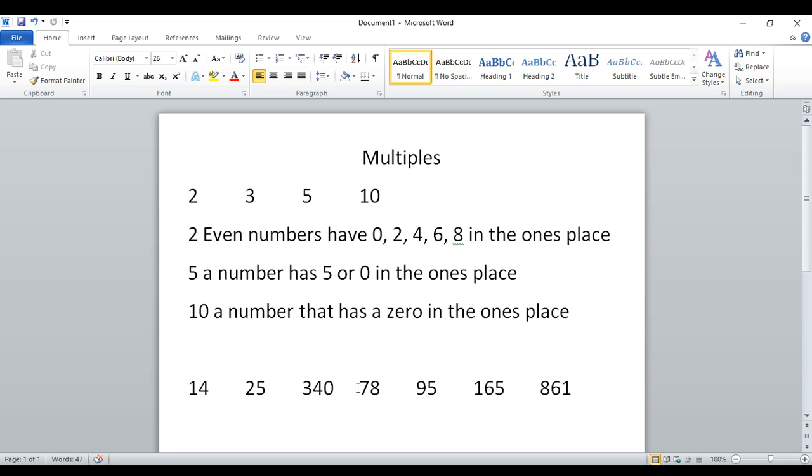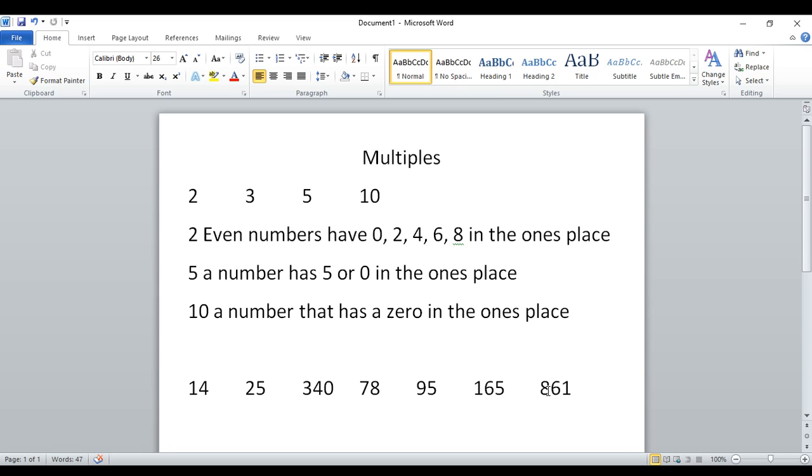78, will that be a multiple of 10? It does not have a 0 in the ones place, so no, it won't. What about 95? Is that a multiple of 10? Does not have a 0 in the ones place, so no, can't be a multiple of 10. What about 165? Does not have a 0 in the ones place, so it will not work.